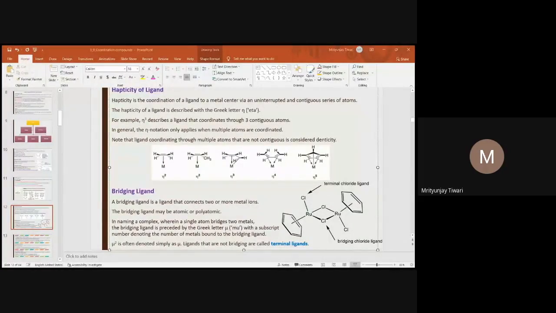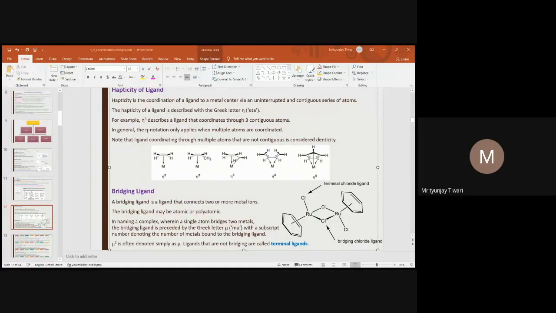So, homoleptic and heteroleptic complexes. If all the ligands on the metal are of the same type, then such complexes are called homoleptic complexes. An example you can see is the cobalt hexaammine complex. All the ligands here are ammonia.